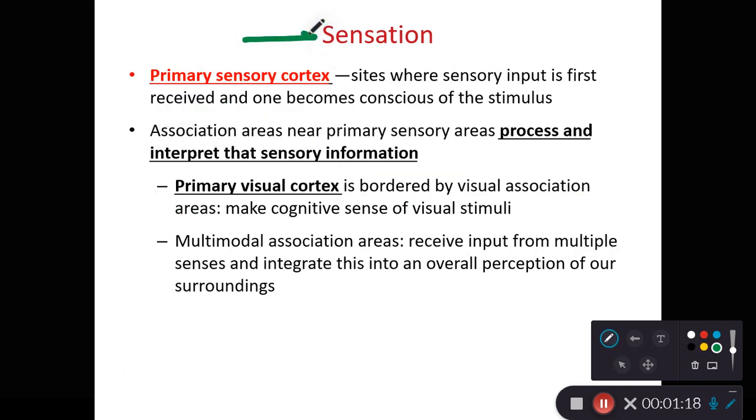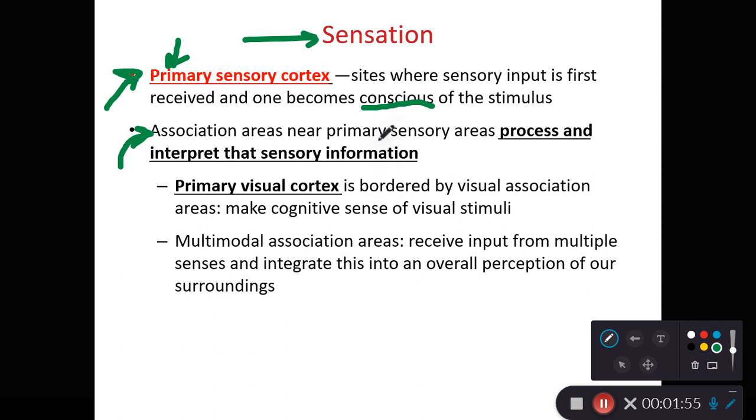So let's talk about sensation. We have our primary sensory cortex, sometimes referred to as the primary somatosensory cortex. This cortex is where sensory input is first going to be received by the cerebrum. And this is where we become conscious of a stimulus. As we're looking at this primary somatosensory cortex, the fact that we have a primary one implies that we're also going to have some secondary or association areas. These secondary or association areas help the primary area to process and interpret sensory information.